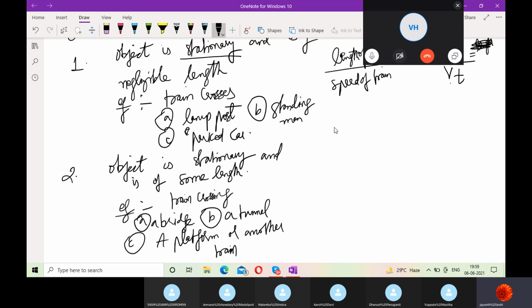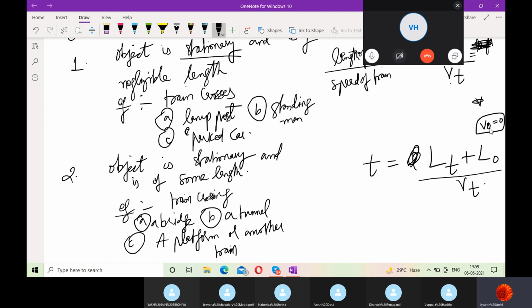Okay. So what can be the formula, if the question is given to you, for the time taken by a train to cross a platform, a bridge, a tunnel, or a standing train? It is nothing but the length of the train plus the length of the object, because the object has certain length, divided by the speed of the train. Why? Because the speed of the object here is 0, because the object is stationary. Please make a note of this.